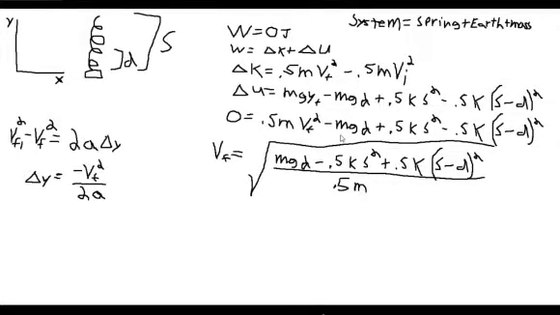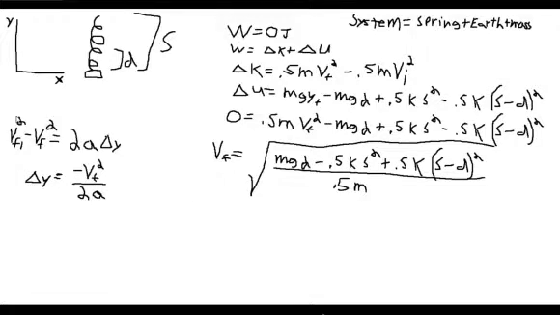So our final velocity once it reaches the equilibrium point is going to be the square root of (mgd minus 1/2 ks squared plus 1/2 k (s minus d) squared) over 1/2 m. So we have our velocity once it hits the equilibrium point, but now we need to find the maximum distance below the equilibrium point the block will reach.